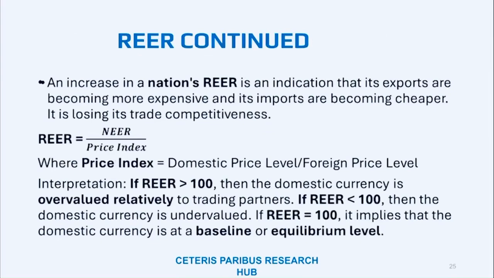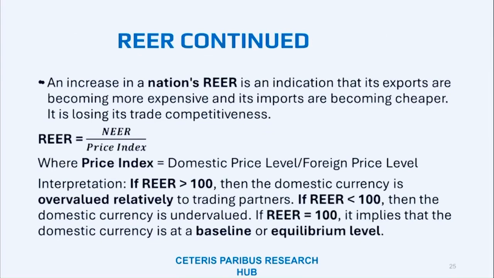So the real effective exchange rate is the nominal effective exchange rate divided by price index. Now, what is price index? The price index is simply domestic price over foreign price. Now, you have to remember that in calculating the nominal effective exchange rate, you are calculating it for a particular country. So that country will be the base currency, and the other countries whose exchange rates you are comparing will serve as the quoted currency.